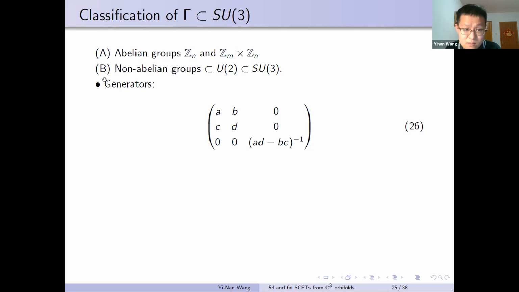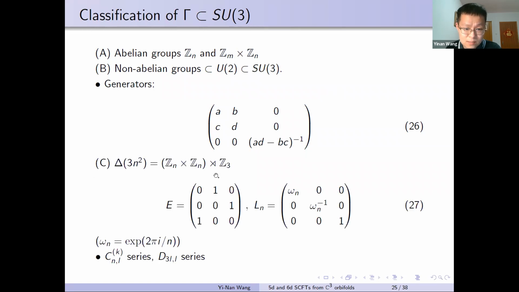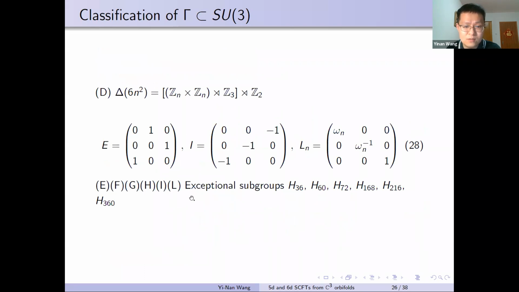The generator of this class B takes the following block diagonal form. And besides that, we also have type C, which includes a very important famous case of Delta(3n^2). And that is a semi-direct product of Z_n times Z_n with another Z_3 factor. Now, this is generated by a diagonal matrix and also a non-diagonal one. Okay, and there are also a few other sets of examples as well. And then there's type D and so on, the exceptional subgroups as well.